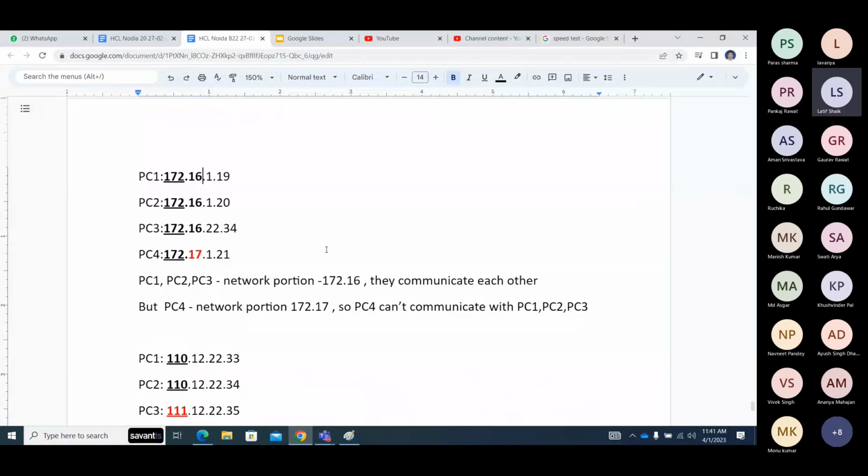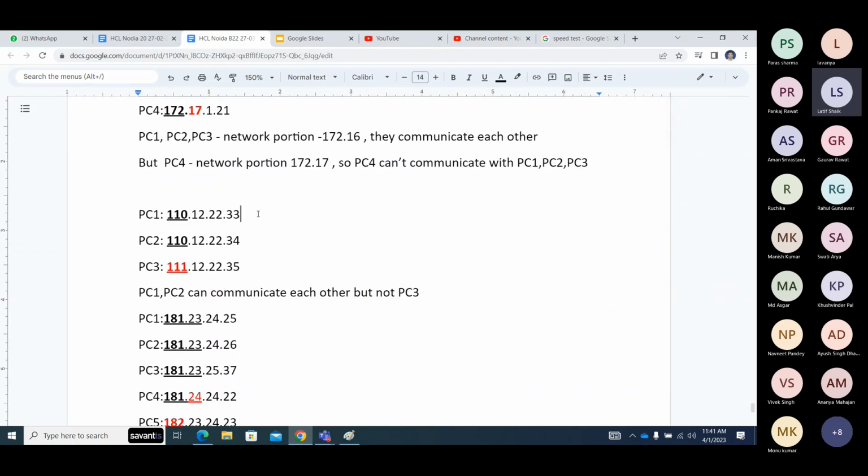Network ID, good. That's the same thing I've written here. So 172.16 is common for PC1, PC2, PC3, so they communicate with each other. But in PC4, the network portion is 172.17. This 17 is where it differs from the other networks, so PC4 cannot communicate with PC1, PC2, or PC3.